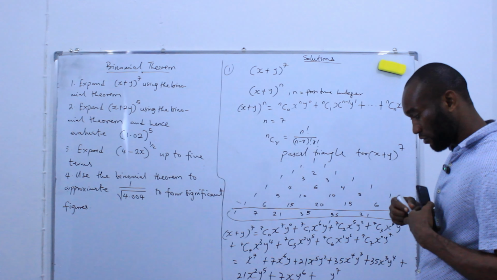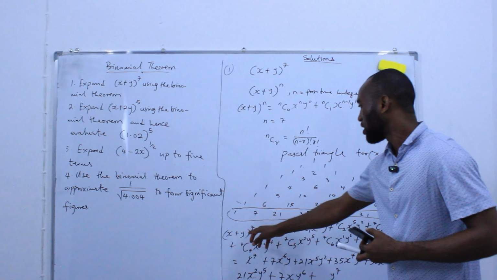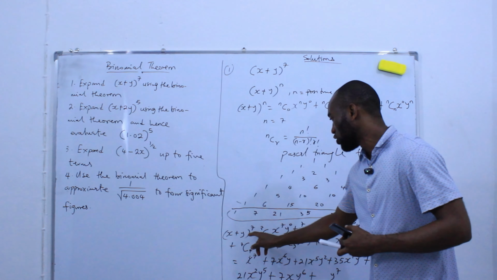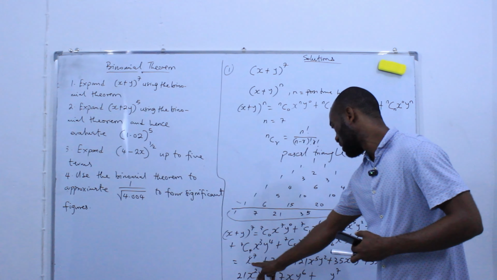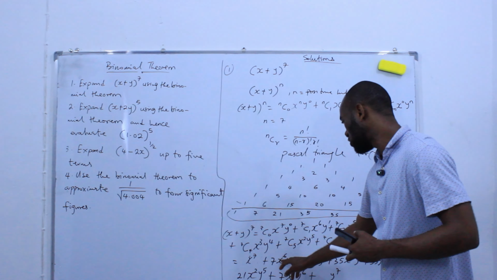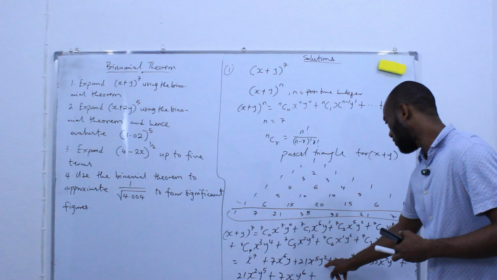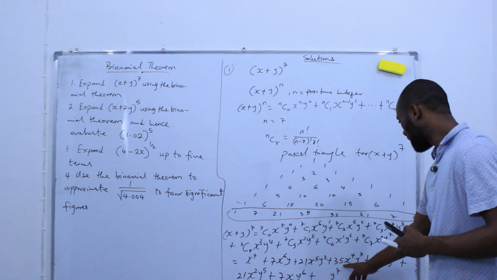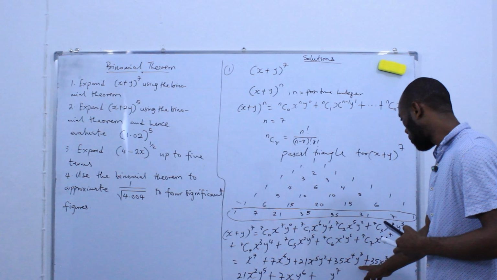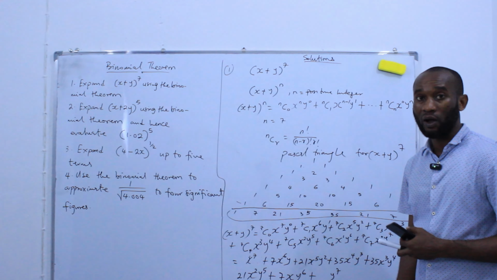And then you have that the binomial expansion of x plus y raised to power 7 becomes x raised to power 7, plus 7x raised to power 6 y, plus 21x raised to power 5 y squared, plus 35x raised to power 4 y raised to power 3, etcetera, up to y raised to power 7.